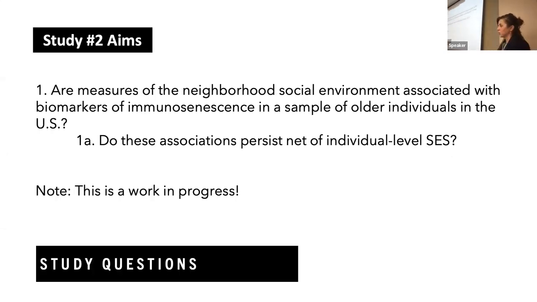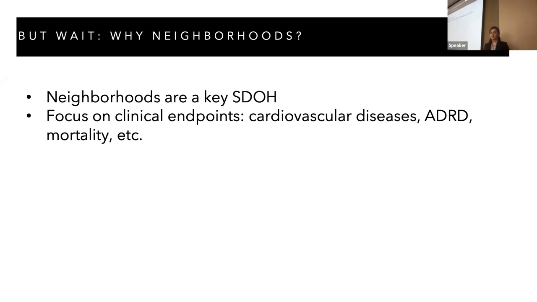Okay, so study 2. That was at the individual level. In study 2, now we're trying to zoom out and look at neighborhood level associations. Do you see any signal between the neighborhood social environment and biomarkers of immunosenescence in the same sample? And do these associations persist net of individual level SES? This is a work in progress that my team is getting ready to write up. So we're still kind of grappling with the results. But I think there are some interesting associations that we see here, which is why I'm presenting it.